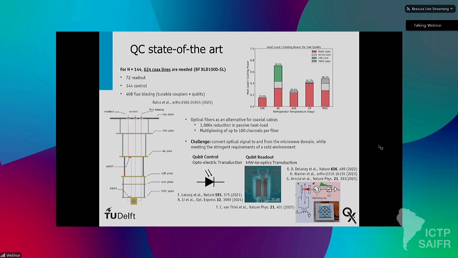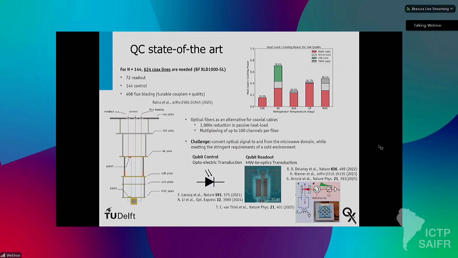I think as a first step, we're looking into replacing the control lines. Again, you have short pulses. I think that's relatively straightforward. The flux biasing is something we're currently looking into. It's a little bit different beast, right? You're kind of applying a continuous current to your qubits.